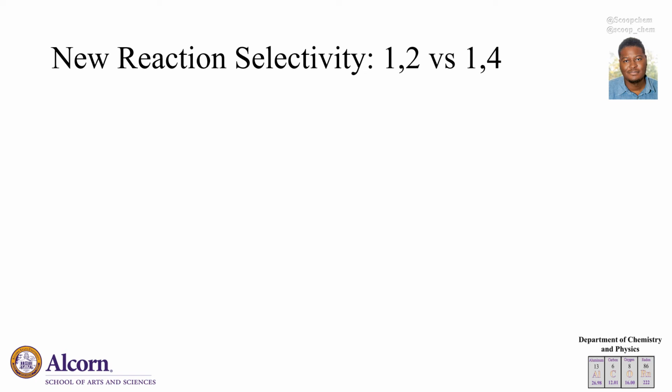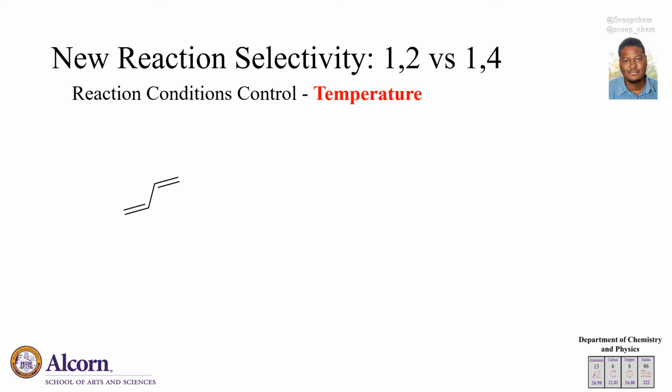All right, so now there's reaction selectivity that I have to explore. I can either have the 1,2 or the 1,4 products. So how can I know which conditions are going to favor which type of product? Let's look at reaction temperature first. If I take this diene, I'm going to label the carbons 1, 2, 3, and 4, and react it with HBr, which is an electrophile.